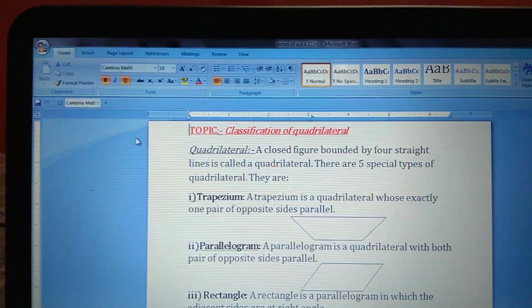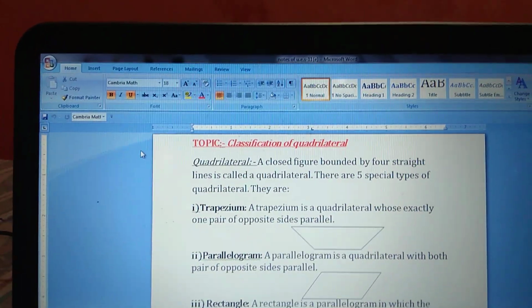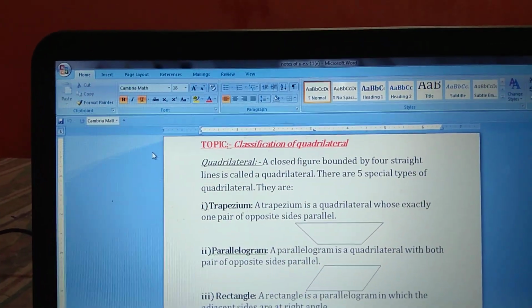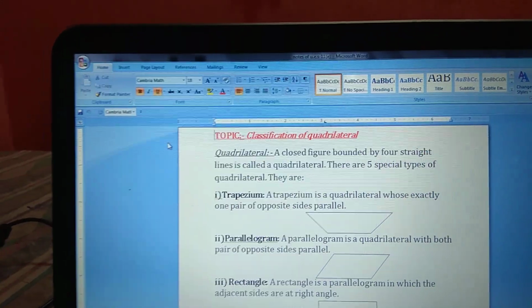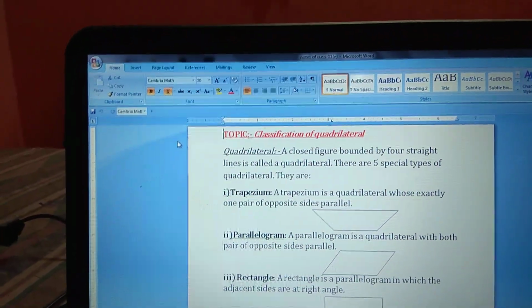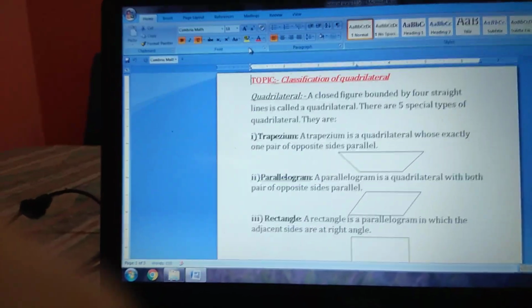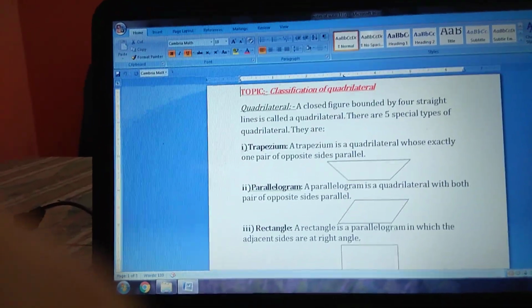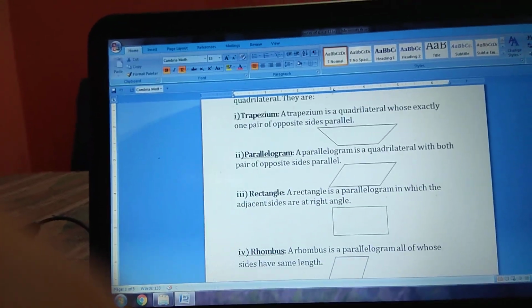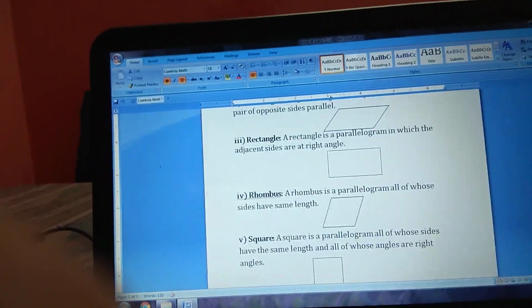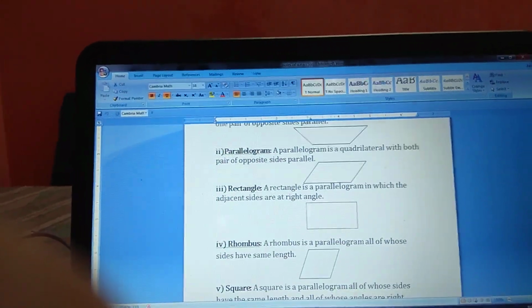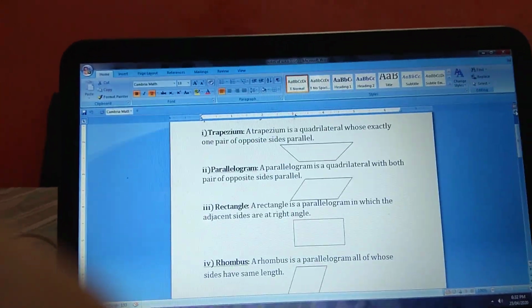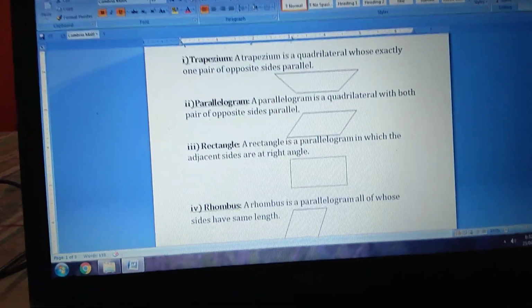There are five special types of quadrilaterals. What are those? First is trapezium, second is parallelogram, third is rectangle, fourth is rhombus and fifth is square. Out of these five, some of the names you have heard in your previous classes, like rectangle and square.